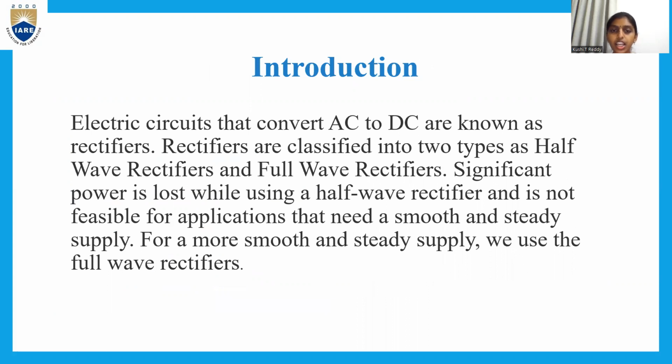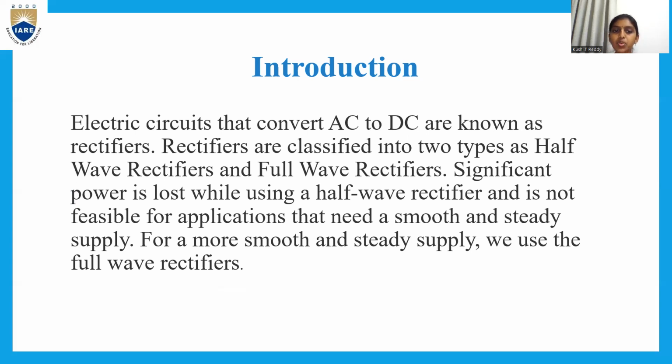Electric circuits that convert AC to DC are known as rectifiers. Rectifiers are classified into two types, that is half wave rectifiers and full wave rectifiers. Converting from AC to DC means converting from alternating current to direct current. One is the half wave rectifier, the other is the full wave rectifier.